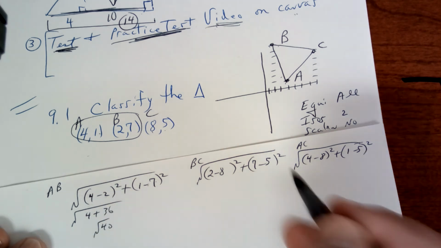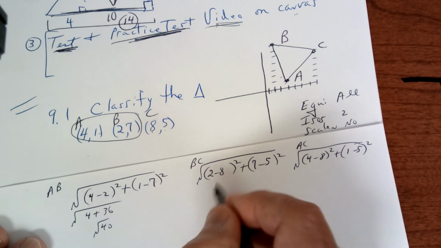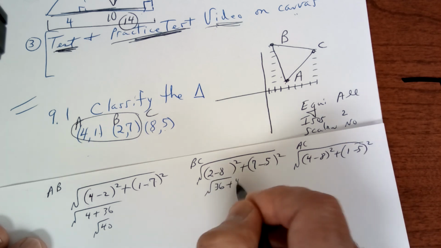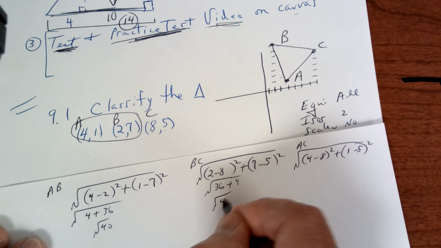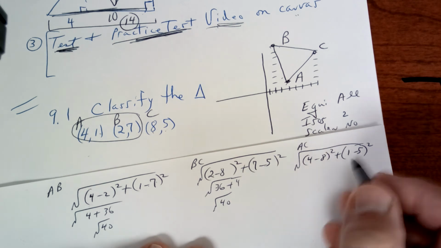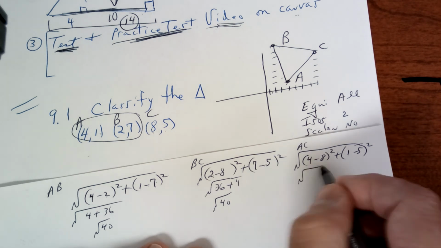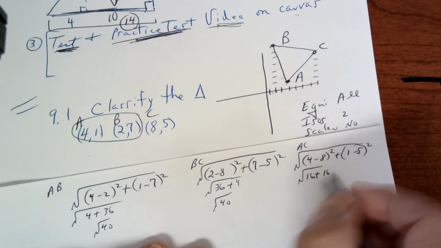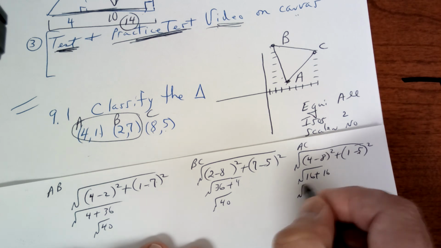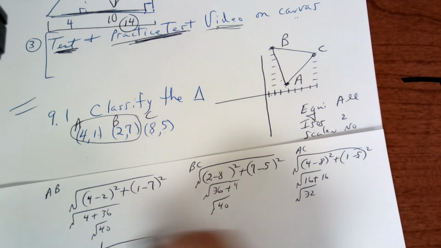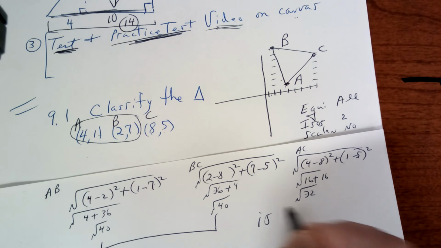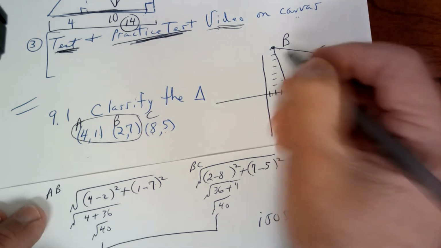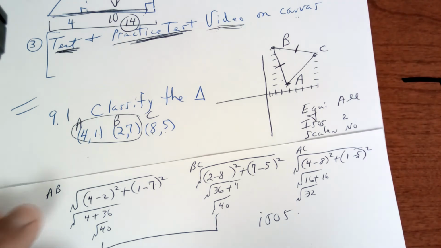This one right here, I get negative 6 squared is 36. This is 2 squared, which is 4. So I get the square root of 40. Same thing. And then on this one, I get a negative 4 squared, which is 16. A negative 4 squared, which is 16. I get 32. So these two sides are equal, so it's an isosceles triangle. Let's see which one it is. AB is equal to BC. So it's an isosceles triangle.